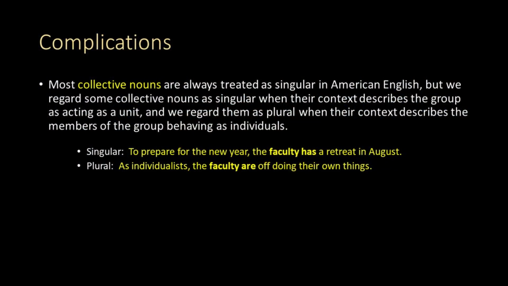The general rule can get a little complicated when the subject is a collective noun. Although most collective nouns are always treated as singular in American English, we regard some collective nouns as singular when their context describes the group as acting as a unit, but we regard them as plural when their context describes the members of the group behaving as individuals. For example, we would say, to prepare for the new year, the faculty has a retreat in August. But we might also say, as individualists, the faculty are off doing their own things.